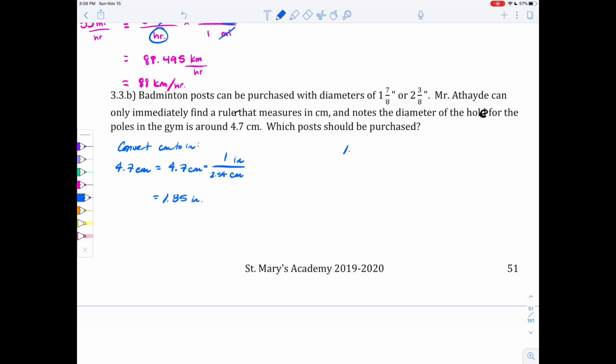If we're curious, we can say that 1 7/8 is the same as 1.875. I know we don't usually state pieces of inches in decimals, but that's what it's pretty close to. And we can see that these numbers are really close. Therefore, this really super guy named Mr. Athide should probably get the posts that have that 1 7/8 diameter.